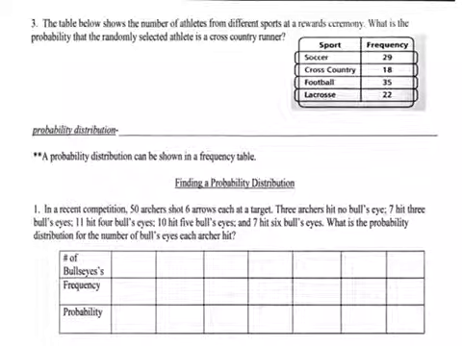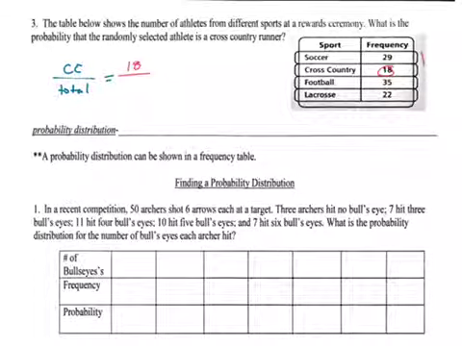Question 3. The table below shows the number of athletes from different sports at a reward ceremony. What is the probability that a randomly selected athlete is a cross-country runner? So now we're looking for cross-country over total. Cross-country, we've got 18 over the total number of individuals in the frequency table, so 104. So 18 over 104 gives us a probability of 9 over 52.